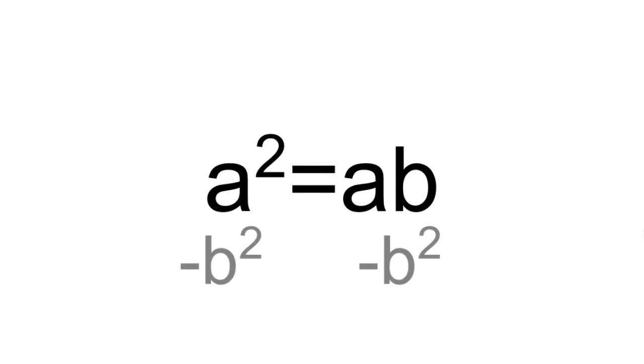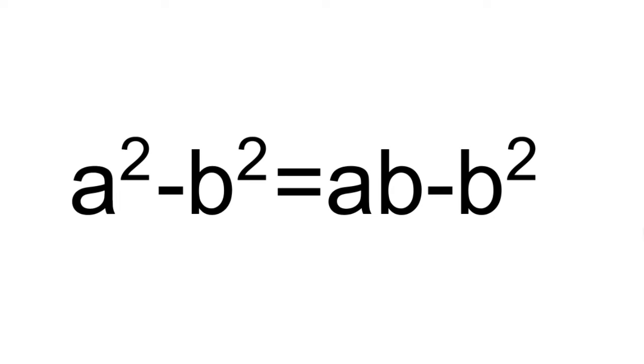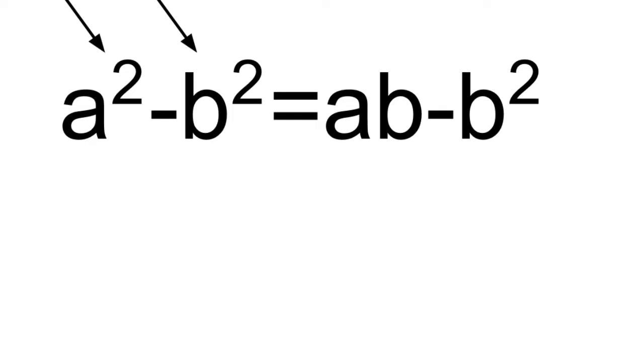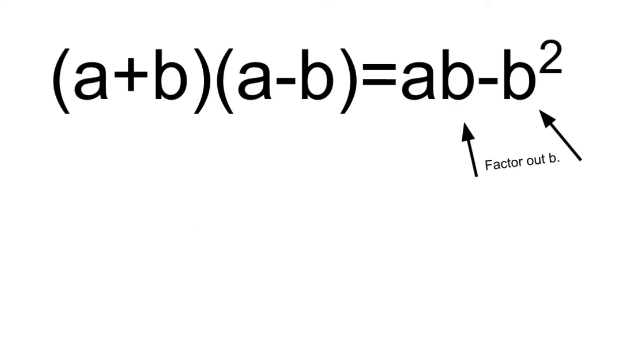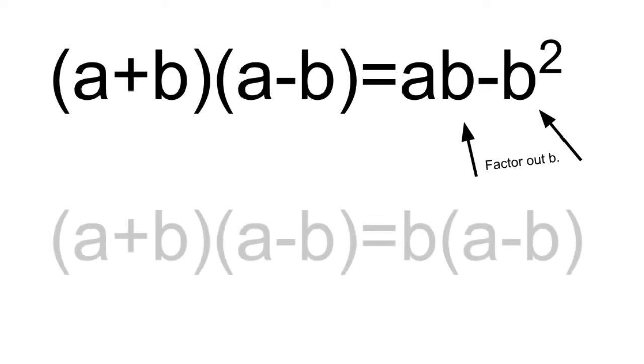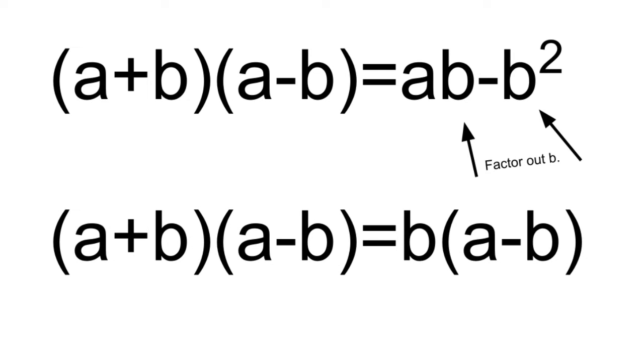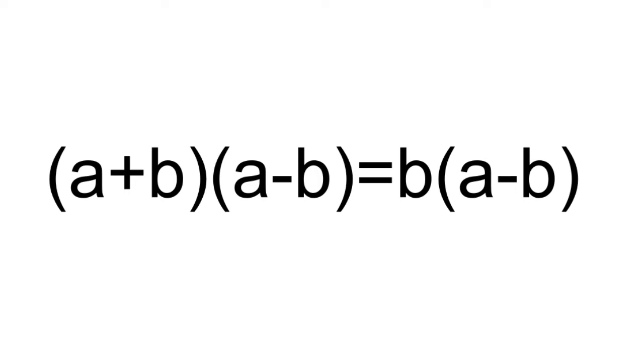Next, let's subtract b squared from both sides. Now we have a squared minus b squared equals ab minus b squared. On the left side of the equation, we can factor a squared minus b squared using difference of squares to get a plus b times a minus b. On the right side, we can factor out b from it and get b times a minus b. So now our equation is a plus b times a minus b equals b times a minus b.